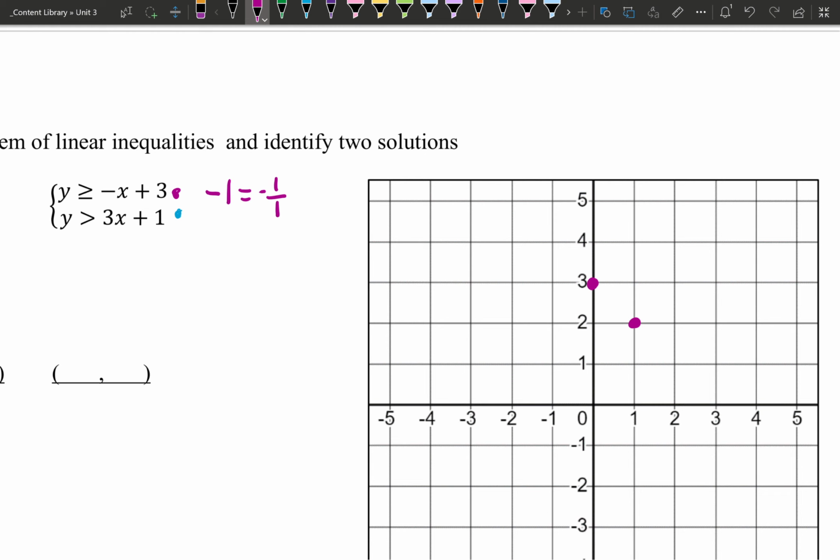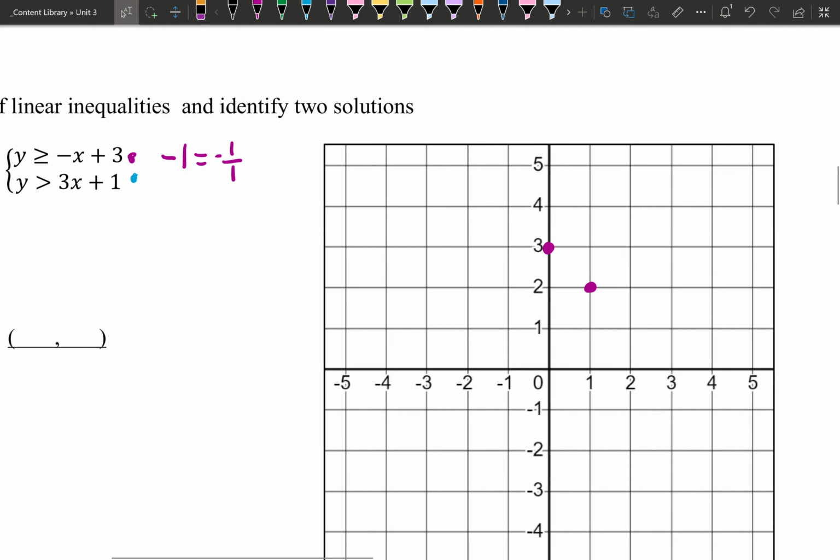Okay, before I connect those dots, I need to decide whether this is going to be a solid or dashed line. Now my symbol has a line underneath it. That means this is going to be a solid line. I'm going to draw a few more points, and I'm just going to keep going down and to the right, just so I can make my line a bit straighter. There we go.